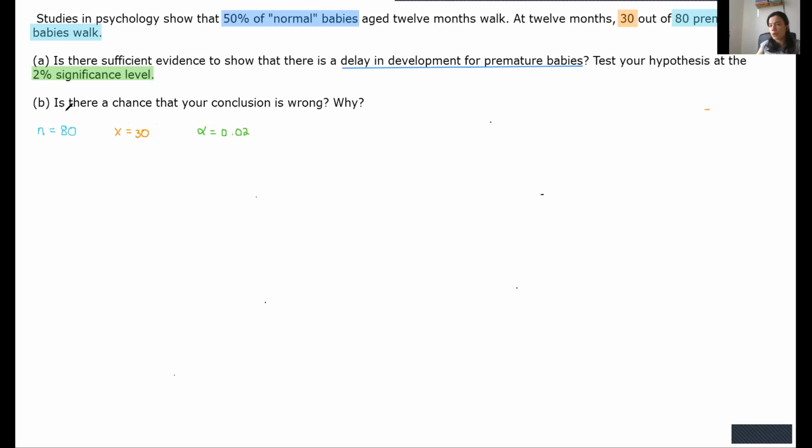Okay, so based on the sample that I have, there is a proportion that I am able to evaluate, p hat, which would be 30 over 80. Now that's just by being mechanical and understanding that I can compute this proportion, which is going to give me 0.375. But more importantly, what this represents is the sample proportion of premature babies that walk, right? Premature babies that walk.